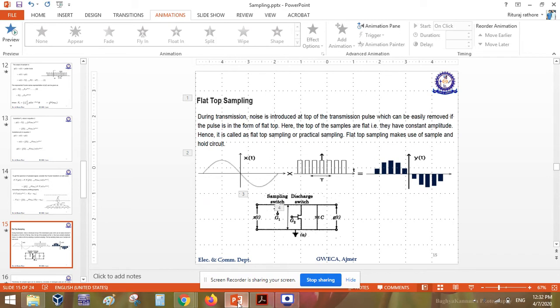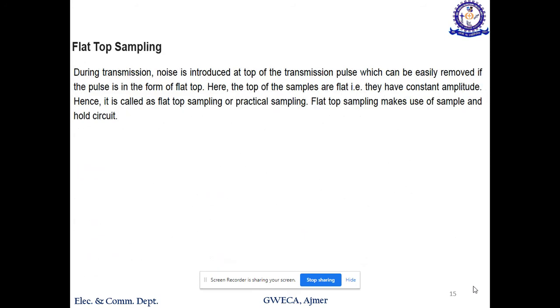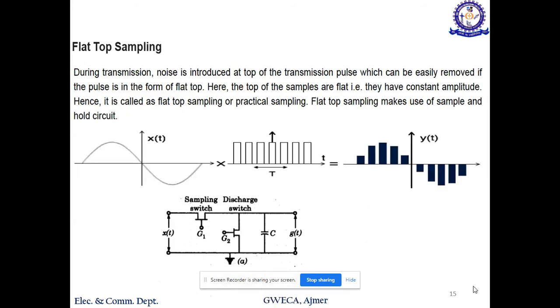Hello, good morning friends. In the previous class, we learned about the different types of sampling techniques: impulse sampling, that is instantaneous sampling, then natural sampling, and flat top sampling. I will discuss flat top sampling further.